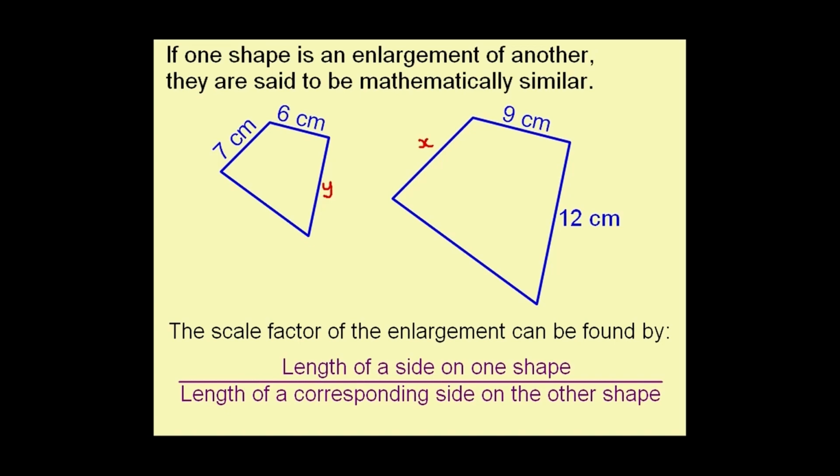So I'm hoping that you started by using these two corresponding sides to find the scale factor. So we've got 9 divided by 6, which is 1.5. So to go this way, we multiply by 1.5, and this way, we divide by 1.5. Now to find x, the corresponding side is here, so I have 7 times 1.5. 7 times 1.5 is 10.5. So x is 10.5 centimetres long.